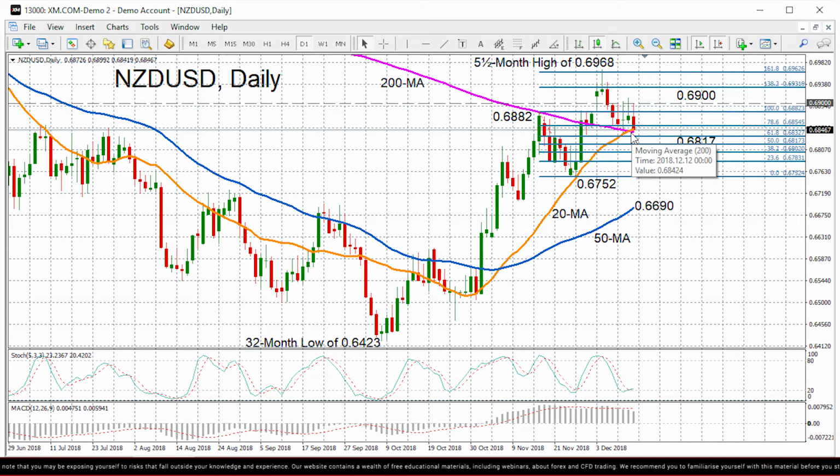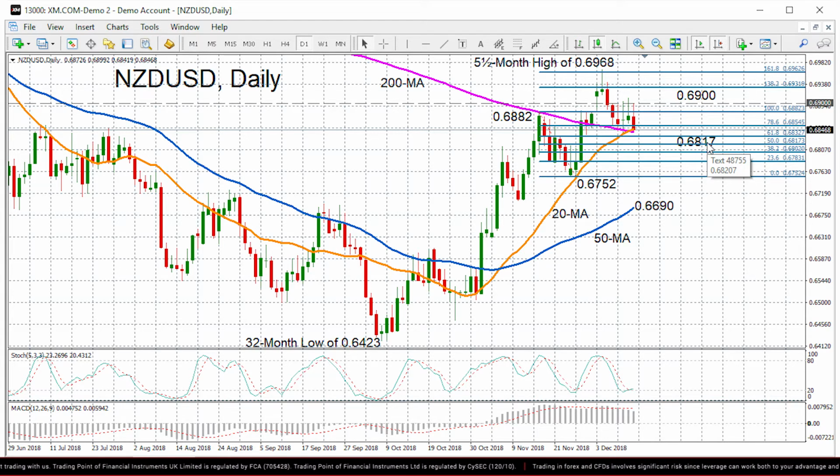That's around 0.6845. Slipping below that region, we could then see the pair heading towards the 50% Fibonacci retracement of the downleg from 0.6882 to 0.6752. So that 50% retracement is around 0.6817.